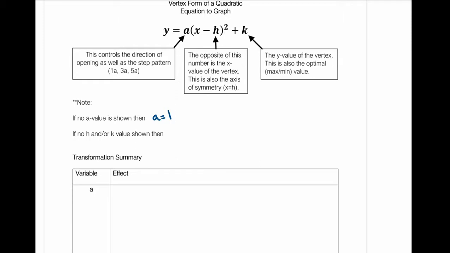If there's no h or k shown, which means I'm not seeing anything added or subtracted to x in the bracket, or anything added or subtracted after the square, then that means that h equals 0 and or k equals 0. Because when I'm adding or subtracting values, the only value that I don't have to show is 0. So just one thing to keep in mind, if we're not seeing values, that doesn't mean these spots shift or they rotate or they become other values. They have set values if they're not shown.